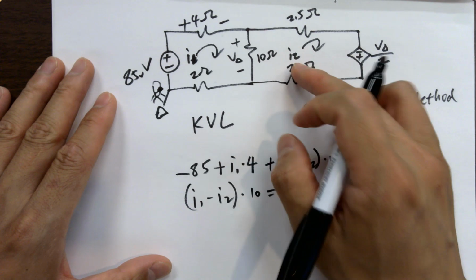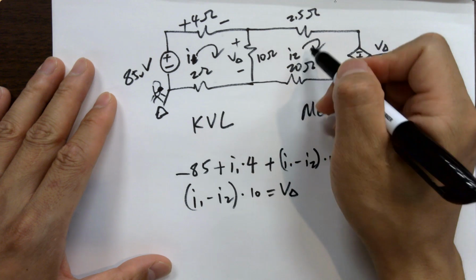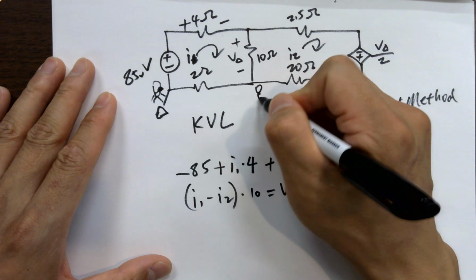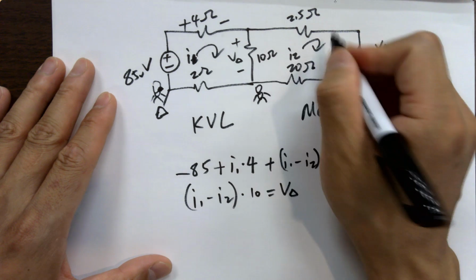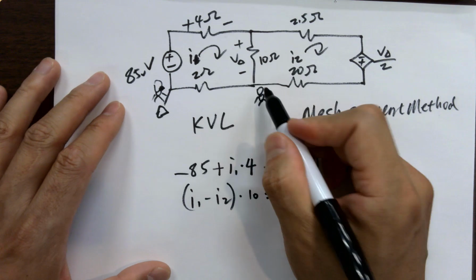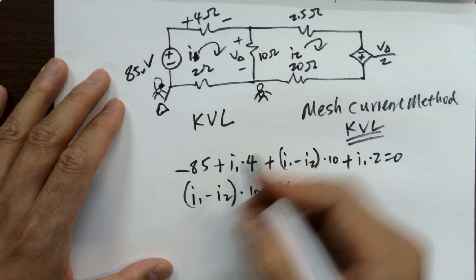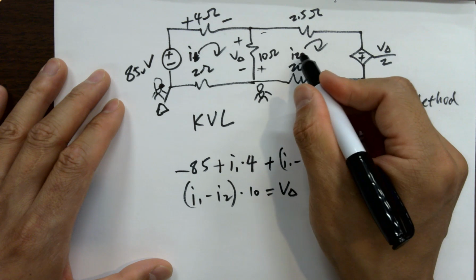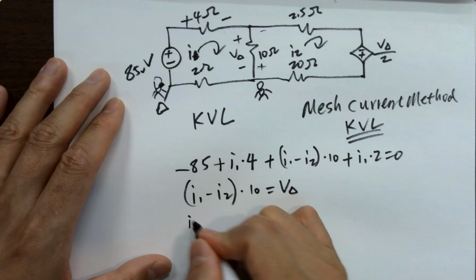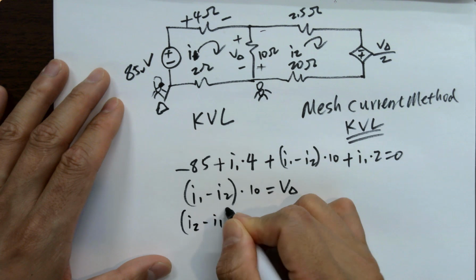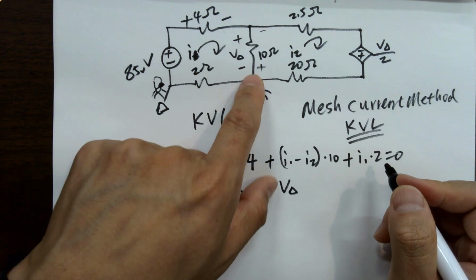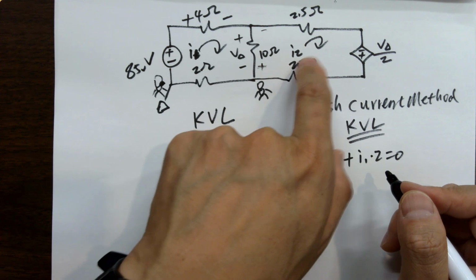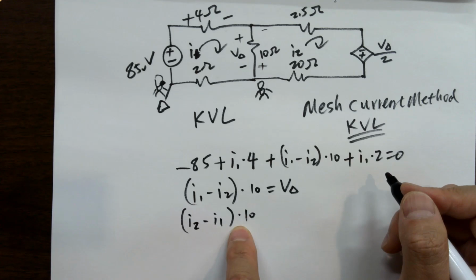Now for the second mesh, you can start from here using I2's direction as the positive direction. Start traveling from here clockwise this time as well. The first one you are seeing is the drop here by following I2's direction, so this becomes I2 minus I1 times 10. You see a plus sign first because you are following I2's direction.